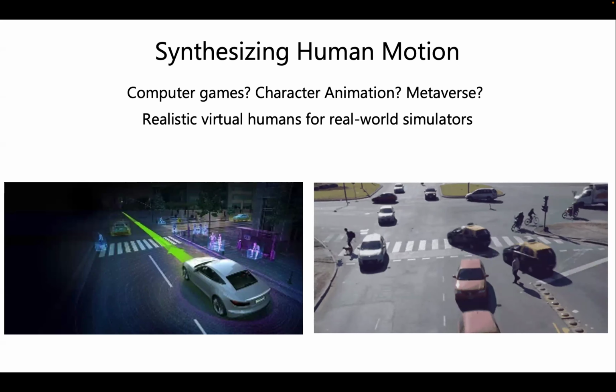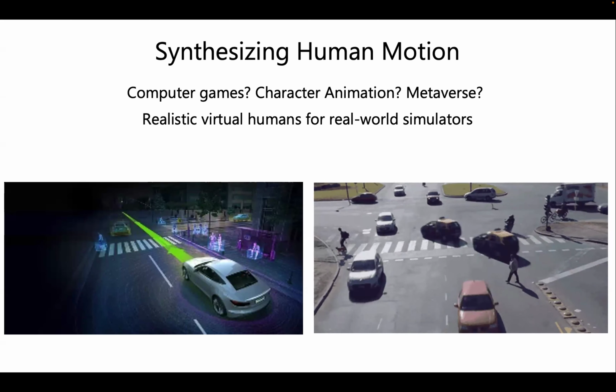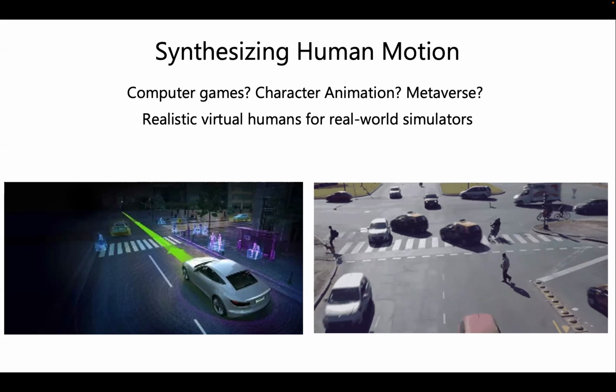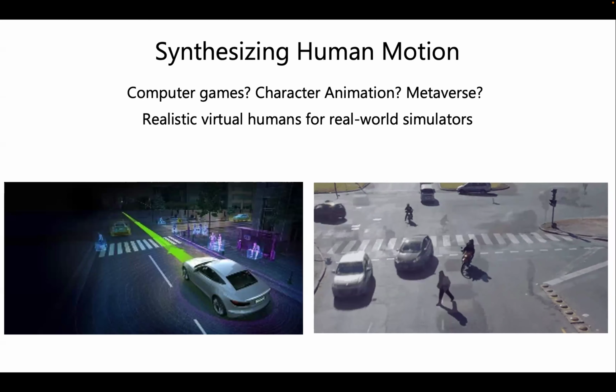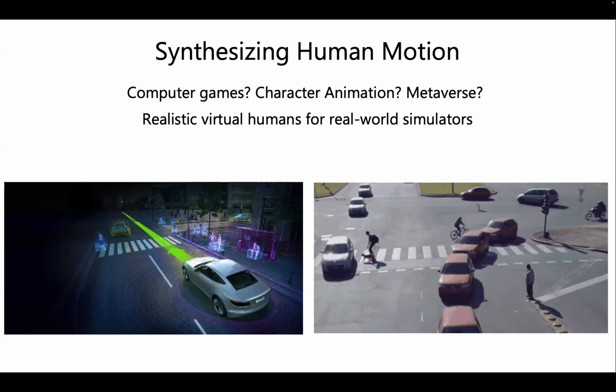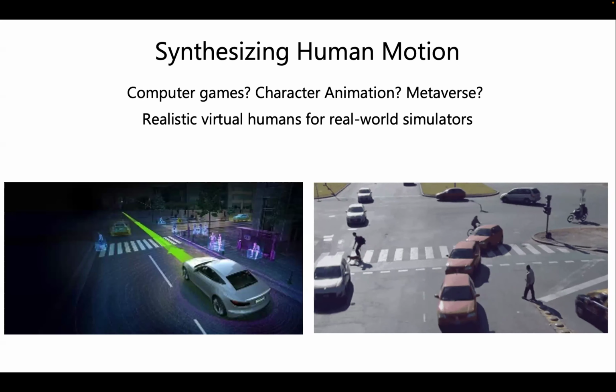So what we want to do is to bring these realistic human behaviors into the simulator. Later, we can train better perception models. So if this is the goal, if this is really the application you have in mind, then the question I have is, what kind of motion model do I need for such an application?